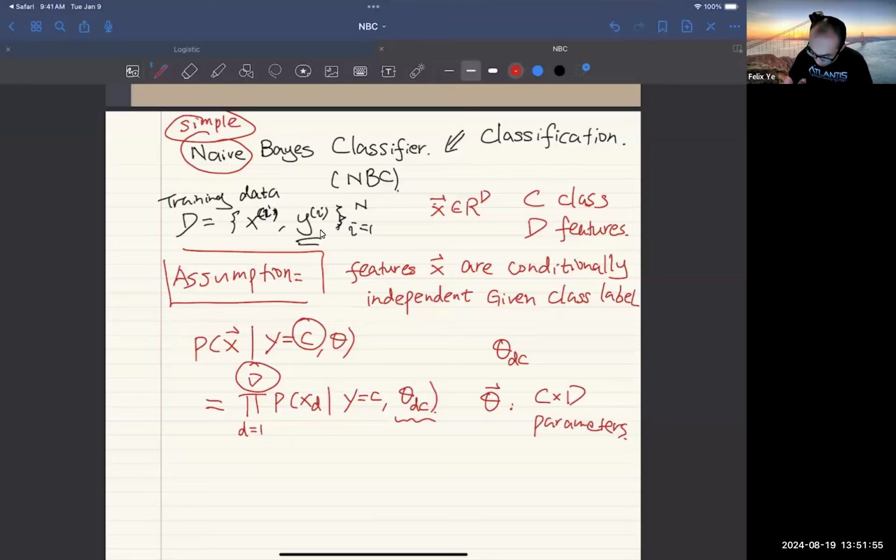If you think about the other methods, and we're going to talk about this later on, called QDA, quadratic discriminant analysis, they have significantly more parameters. If we only have C times D parameters, it likely will not overfit. So the key is it may not overfit, since we have so few parameters to work with.